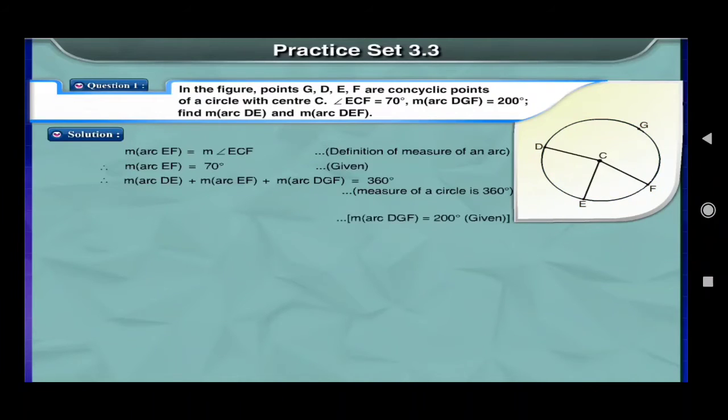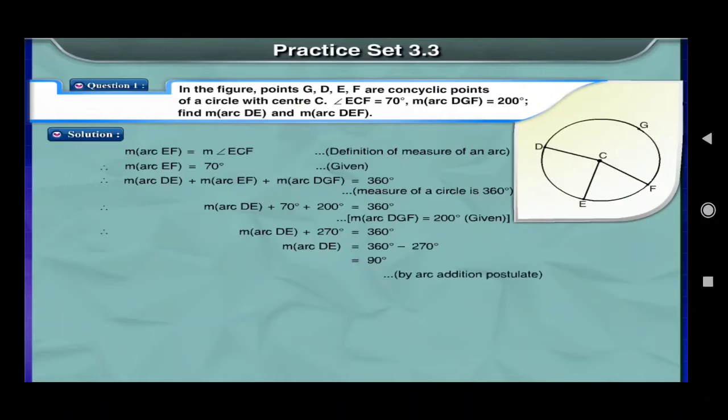Now, since it is given that measure of arc DGF is equal to 200 degrees, therefore, measure of arc DE plus 70 degrees plus 200 degrees is equal to 360 degrees. Therefore, measure of arc DE plus 270 degrees is equal to 360 degrees. Therefore, measure of arc DE is equal to 360 degrees minus 270 degrees, that is equal to 90 degrees.